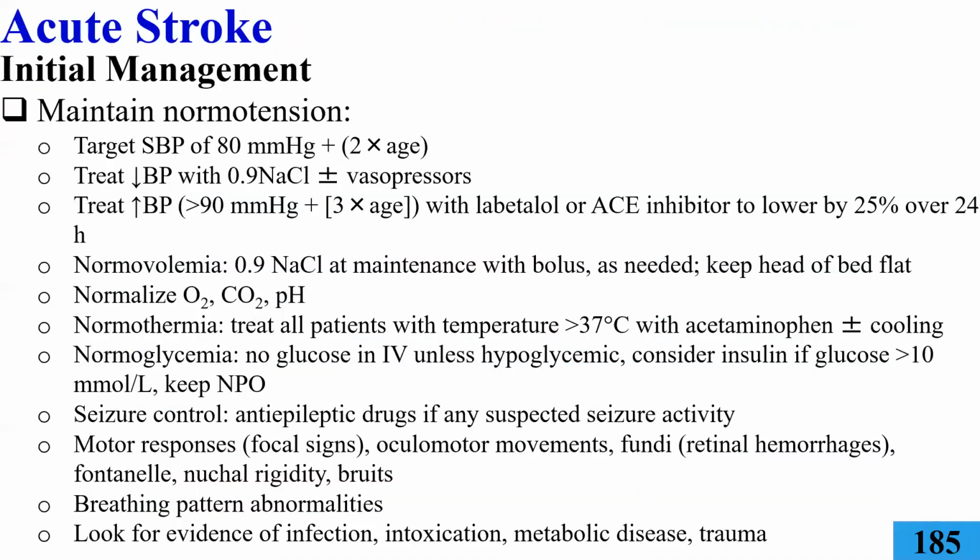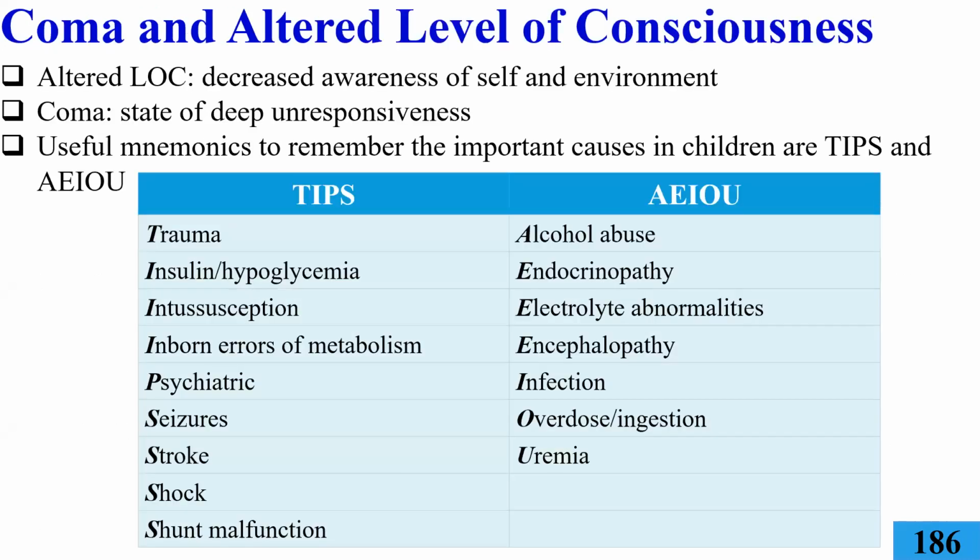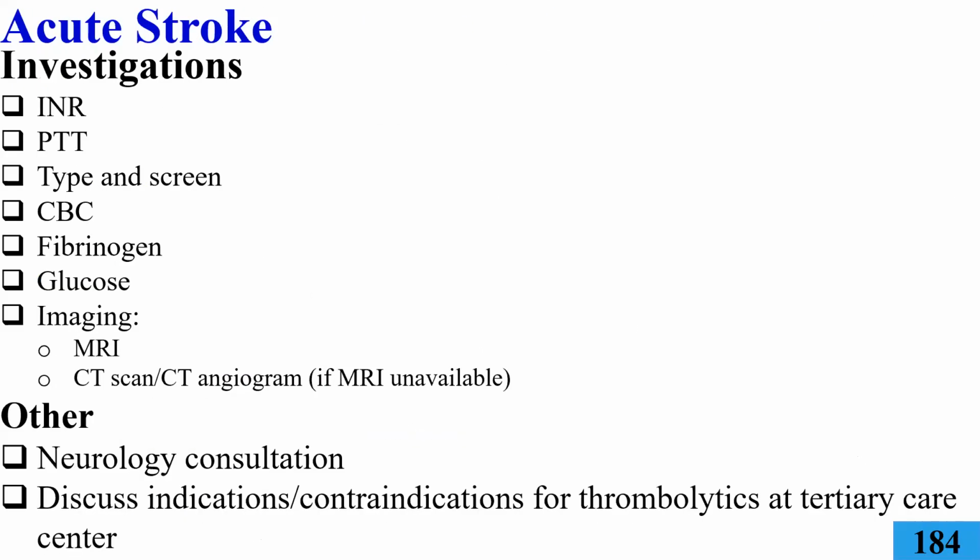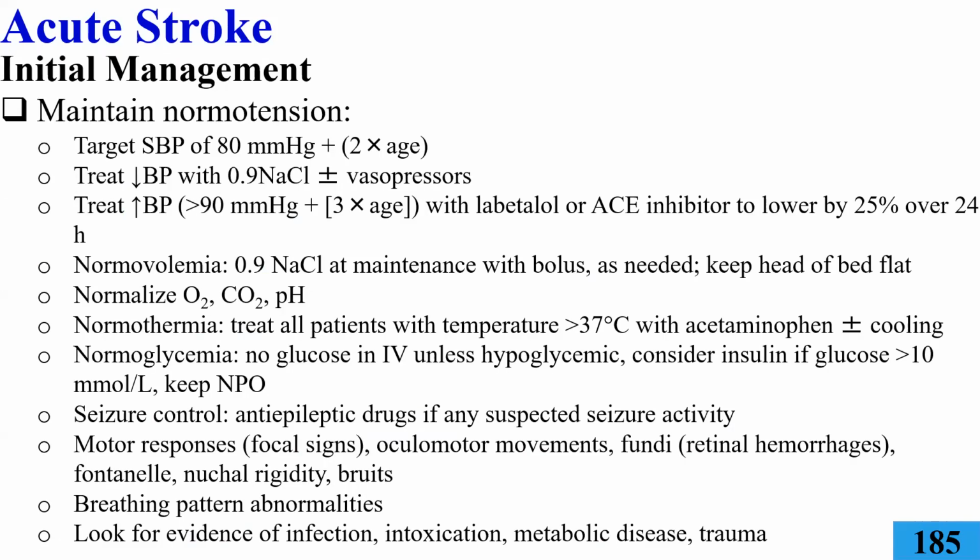Management of stroke? Yeah, we talked about it. Normalize blood pressure, control the seizure, support the breathing, and look for evidence of ischemia, intoxication, and metabolic causes, and consider a thrombolytic agent. Discuss the thrombolytic agent, but it should be in a tertiary center with neurological consultation. Okay, anything else I missed?